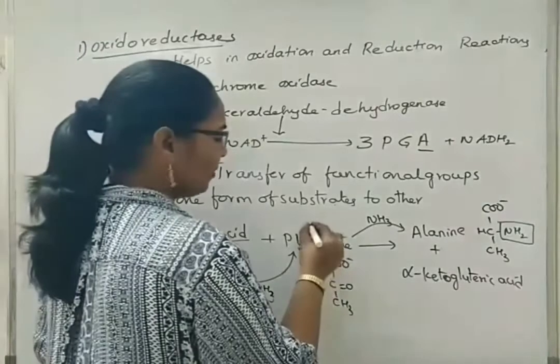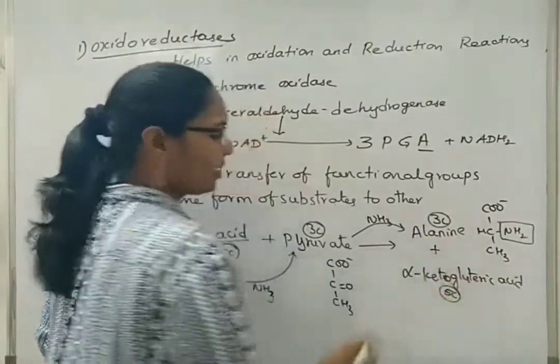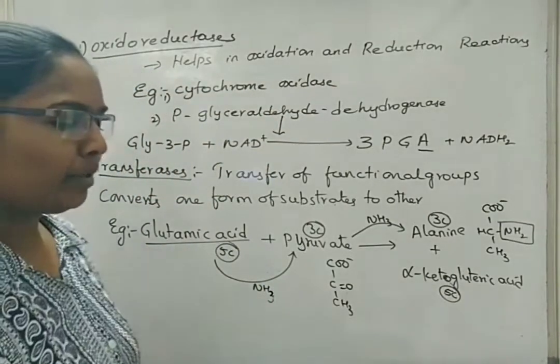Now, pyruvate is a 3 carbon compound, alanine is also a 3 carbon compound, alpha ketoglutaric acid is a 5 carbon compound, that is the other form of glutamic acid when the amino group is removed.